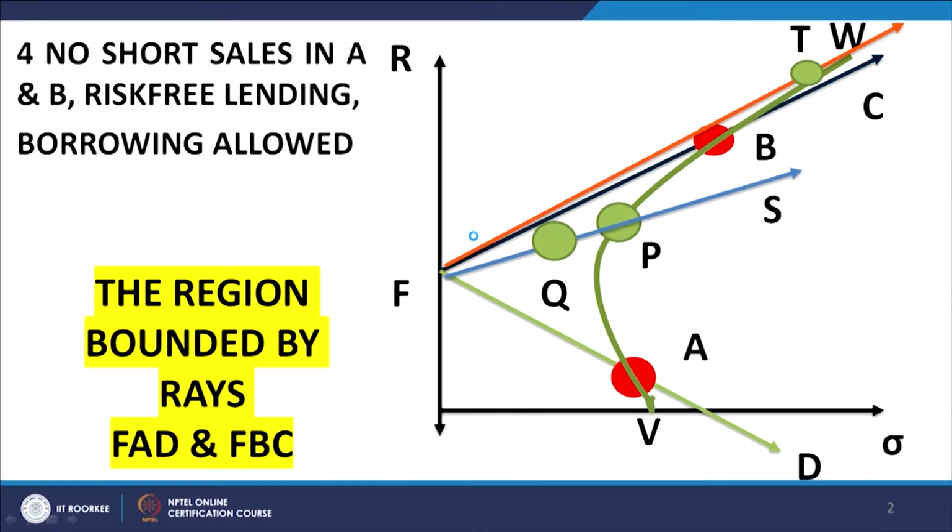what is happening is you are having B long and F short. In other words, you are having risk free borrowing, but you are not having a short A. A is 0 at the point B, and beyond B along BC, A is 0, xB is greater than 1 and xF is less than 0.